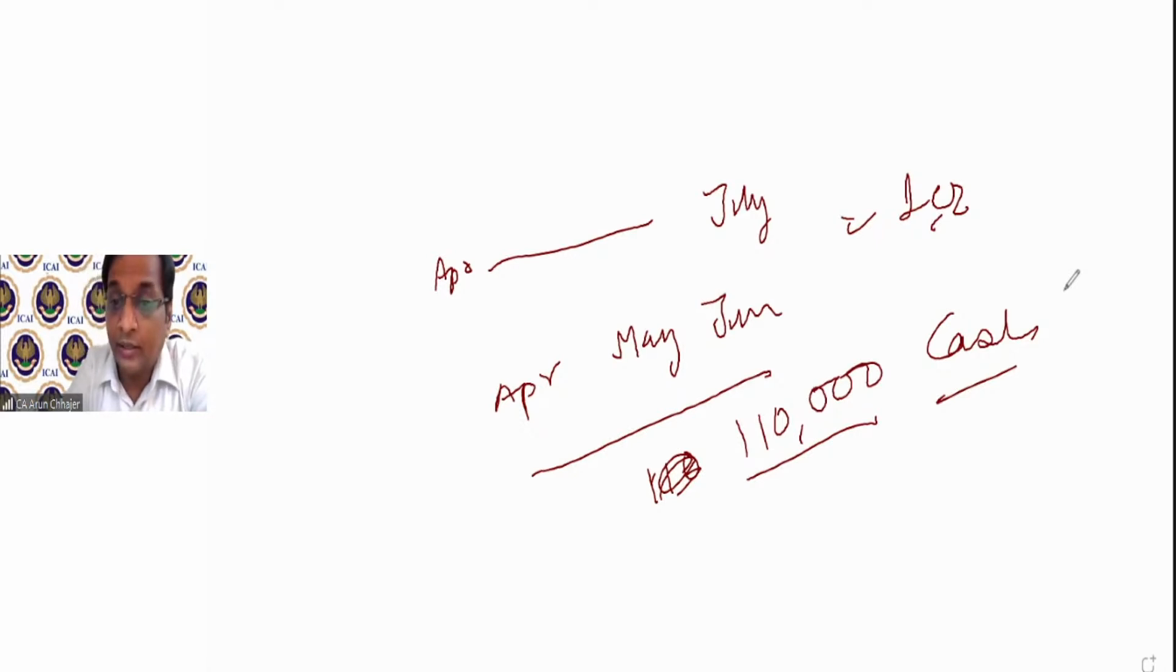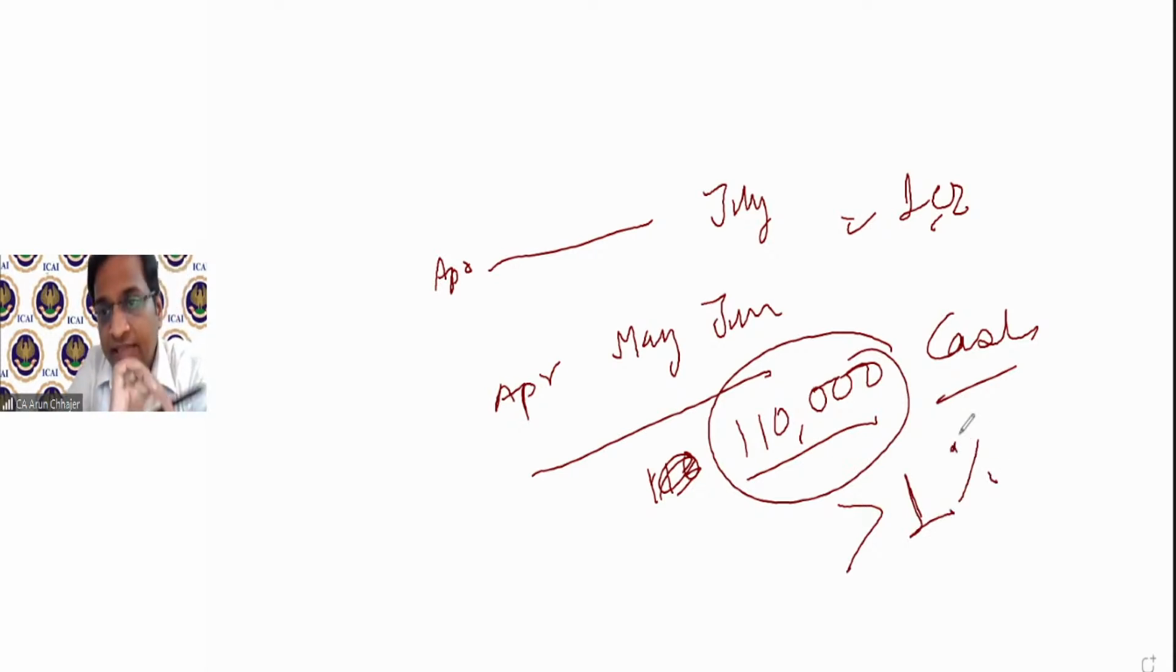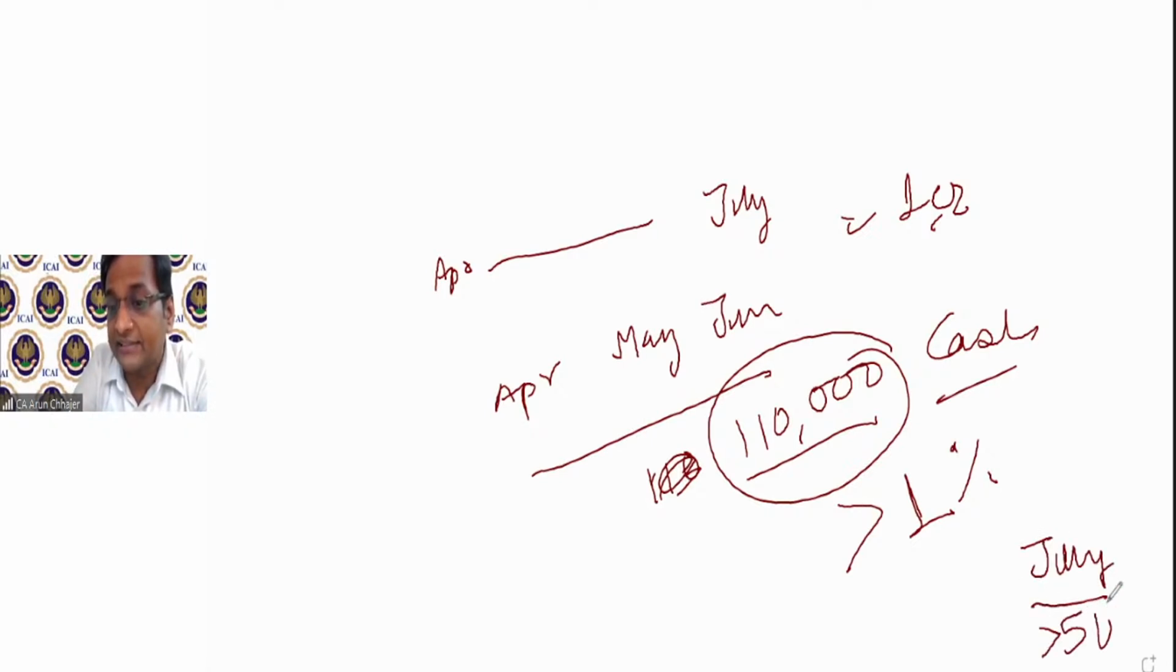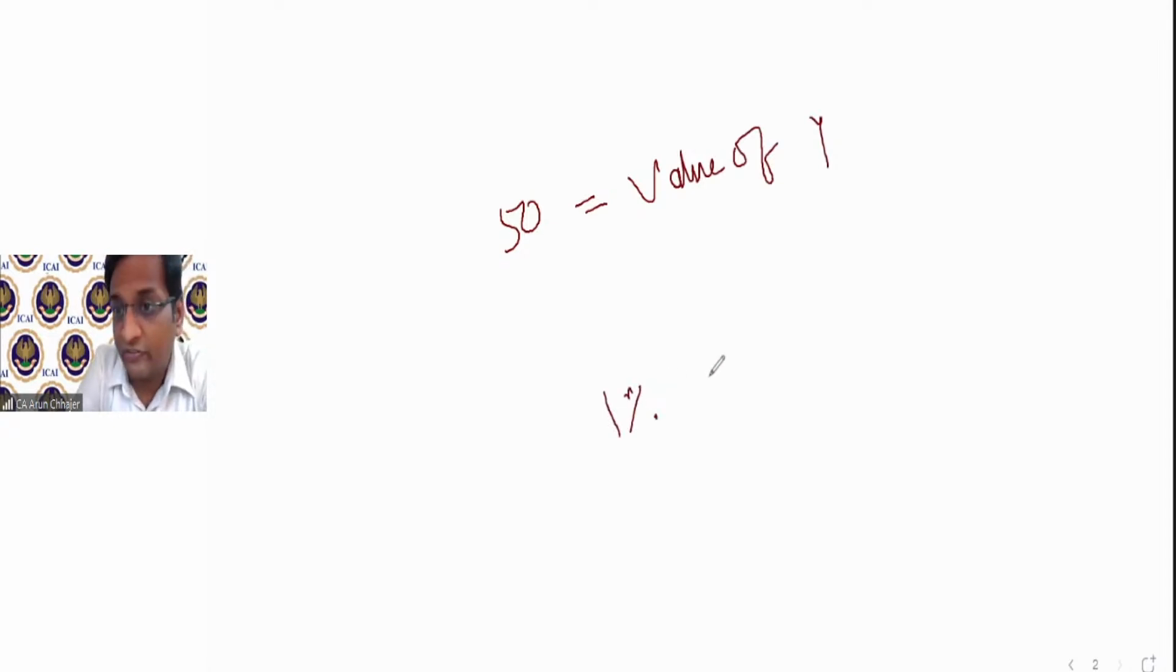Assuming hypothetically that I have already discharged more than 1% in cash, then even though in the month of July my turnover exceeds 50 lakhs, I do not require to pay 1% in cash. Please note, 50 lakh is the value of taxable supplies, and 1% is not of the 50 lakh. 1% is the tax liability.